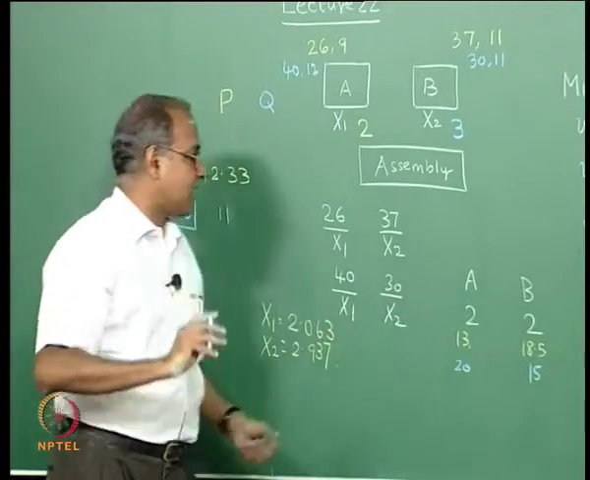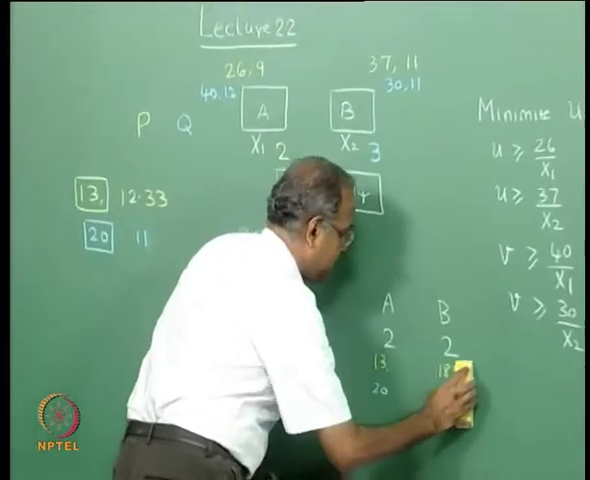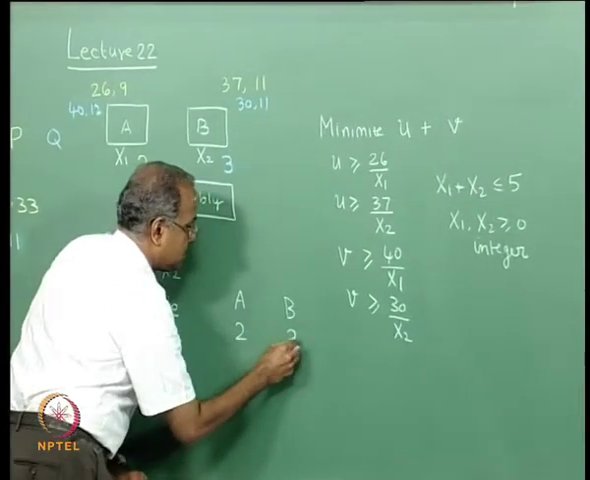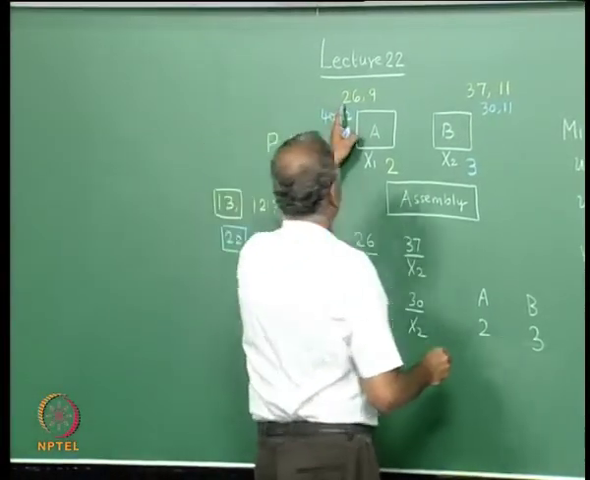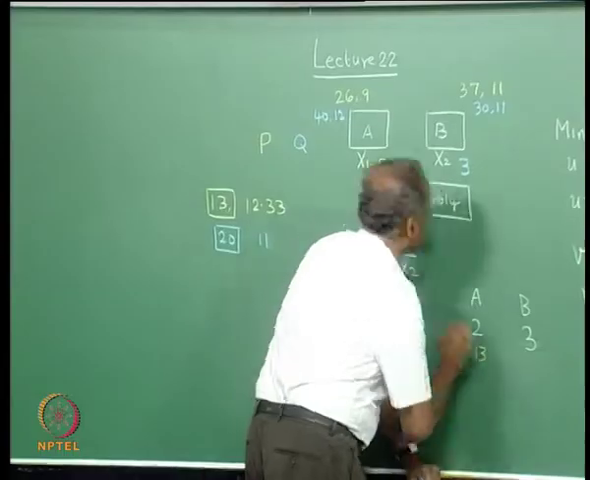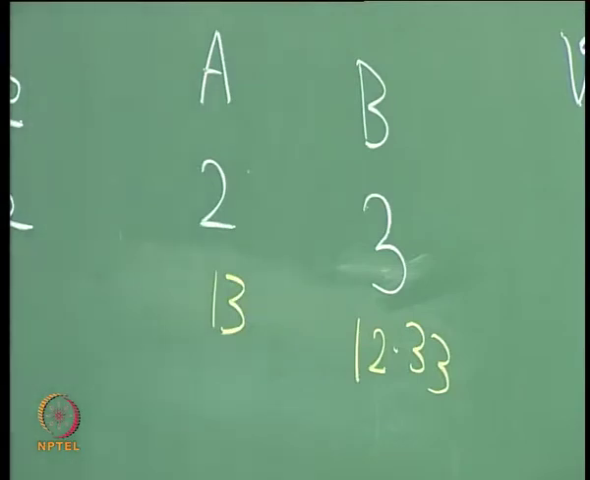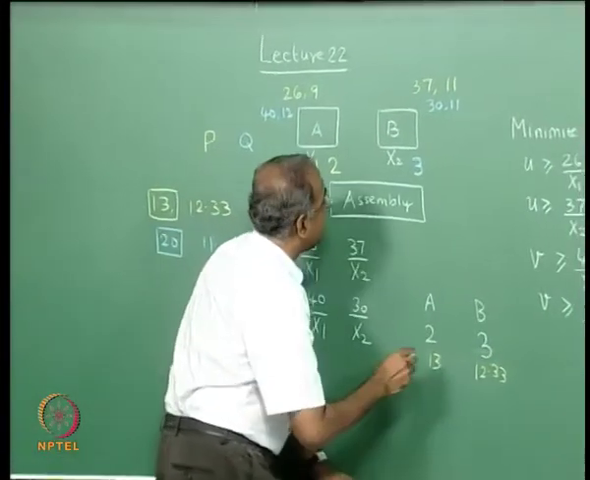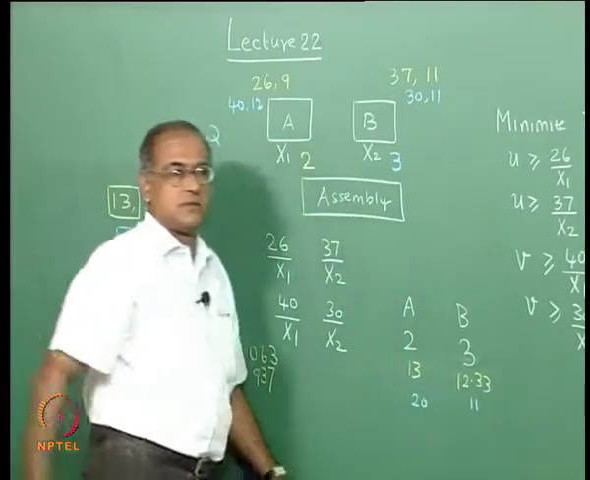But let us look at it a little carefully. When we fix 2 and 3 as the solution, which we did here, the first product will be made here at 13, and at 12.33. So, we are fine, we can do this. But when we do it for the second product, this is going to be 20 and this is going to be 11.